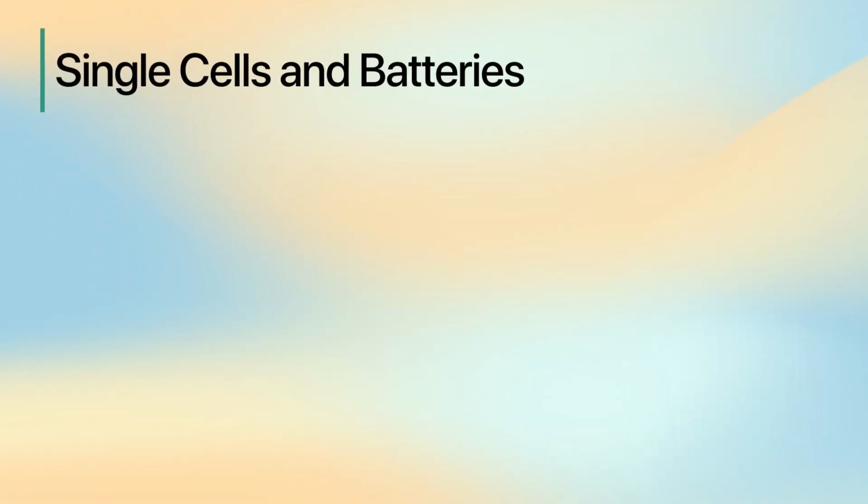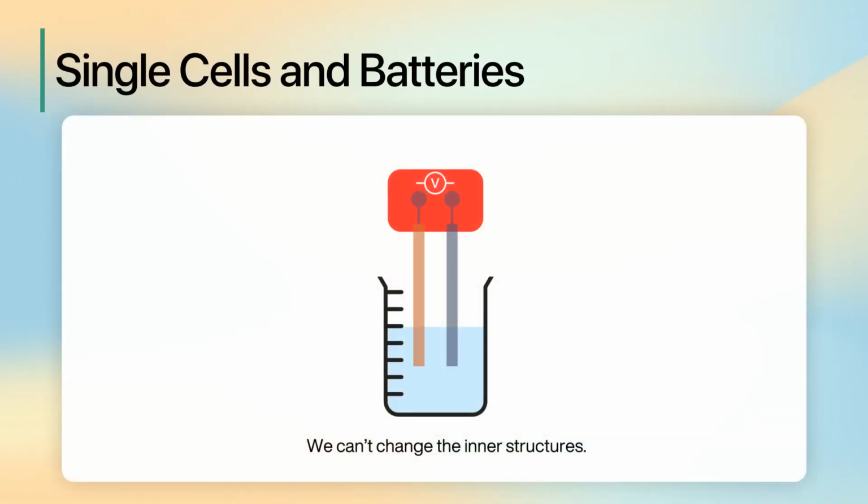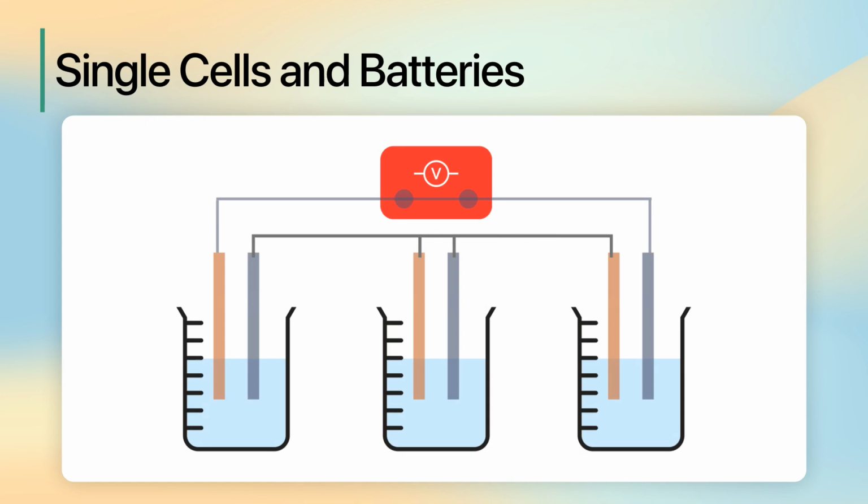But suppose we have one type of cell and we can't change the inner structures, but we want to generate more voltage. We can do so by connecting cells end-to-end or in series. When we connect cells in series, we link the positive terminal of one cell to the negative terminal of the next cell. By doing this, we add together the voltages of each individual cell.